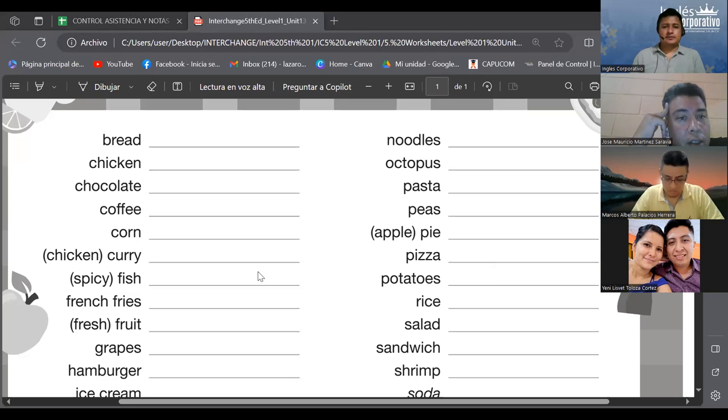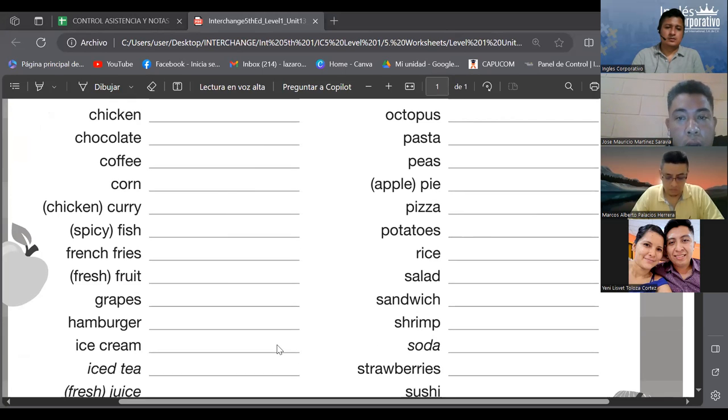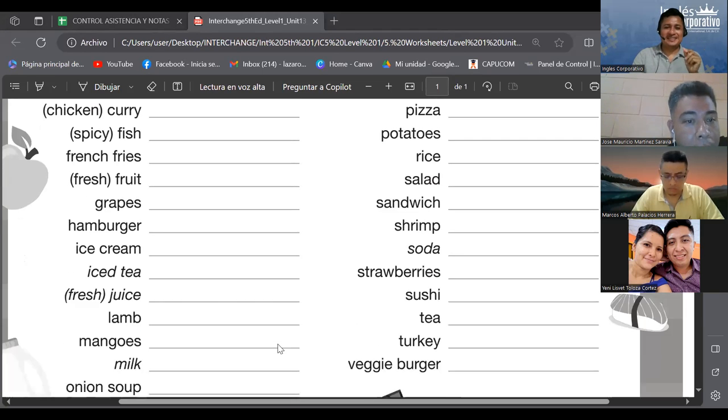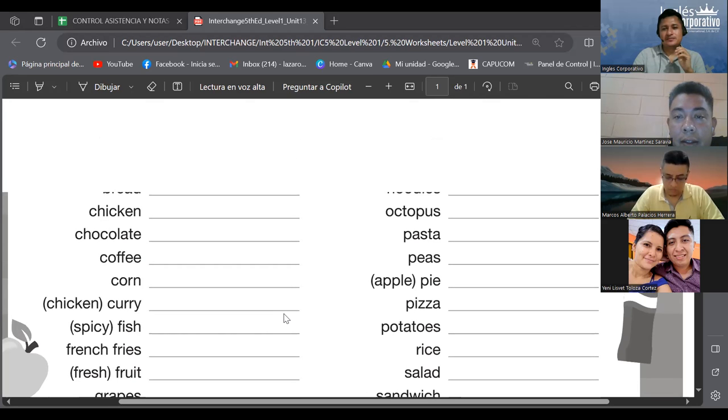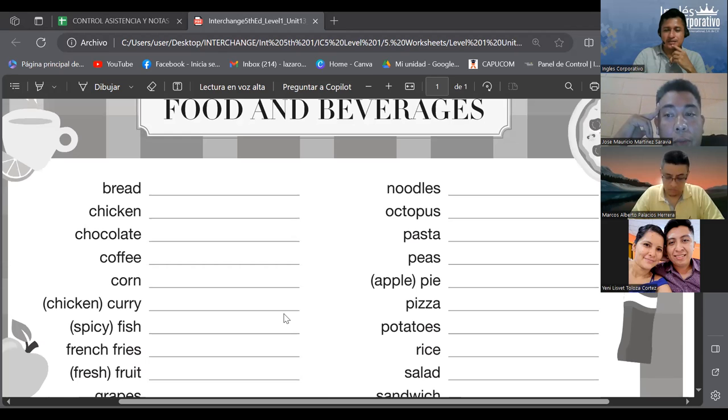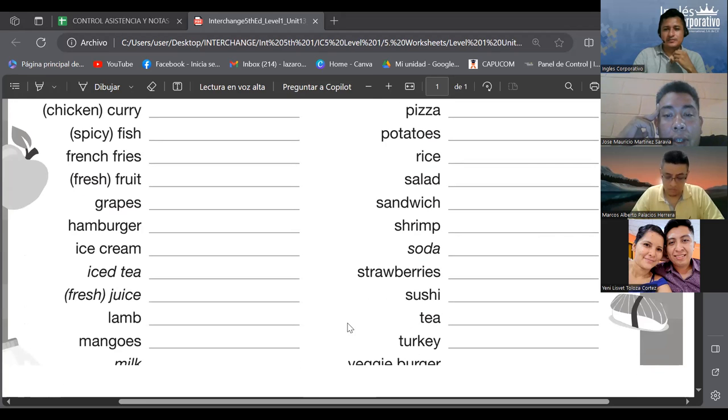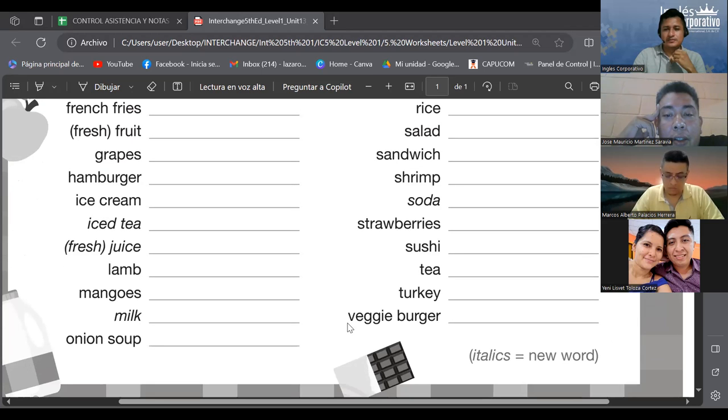Okay. Bread, chicken, chocolate, coffee, corn, chicken curry, spicy fish, French fries, fresh fruit, grapes, hamburger, noodles, octopus, ice cream, iced tea, fresh juice, lamb, mangoes, milk, onion soup, rice, salad, sandwich. Okay. Noodles, octopus, pasta, peas, apple pie, pizza, potatoes, rice, salad, sandwich, shrimp, soda, strawberries, sushi, tea, turkey, veggie burgers.